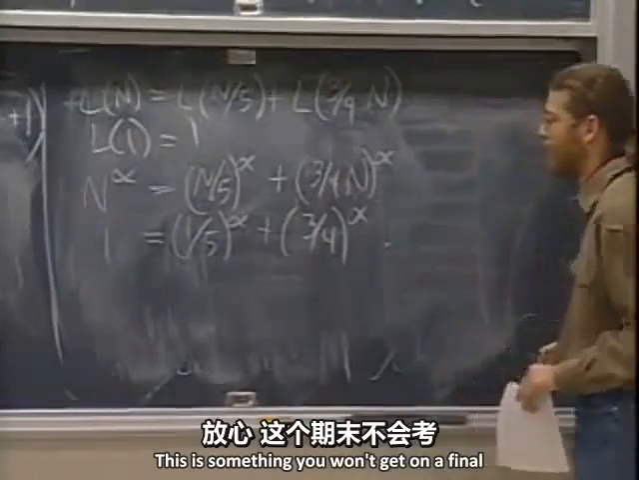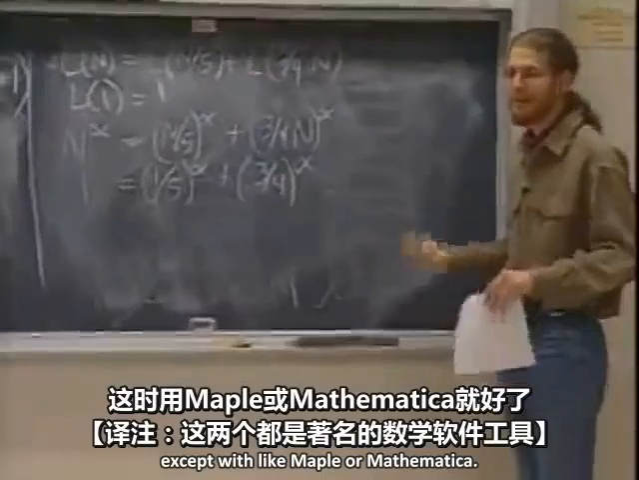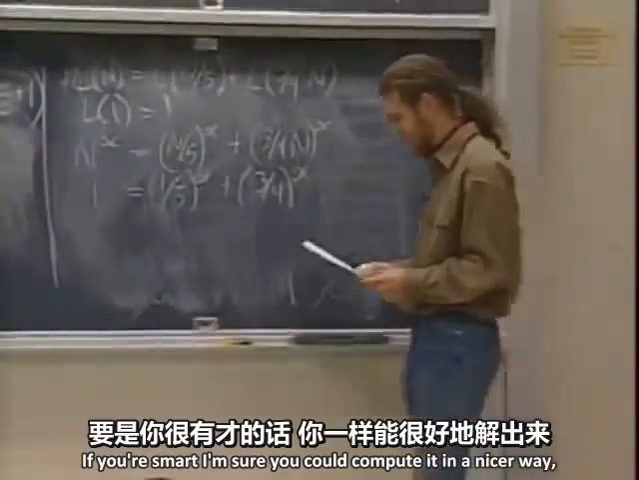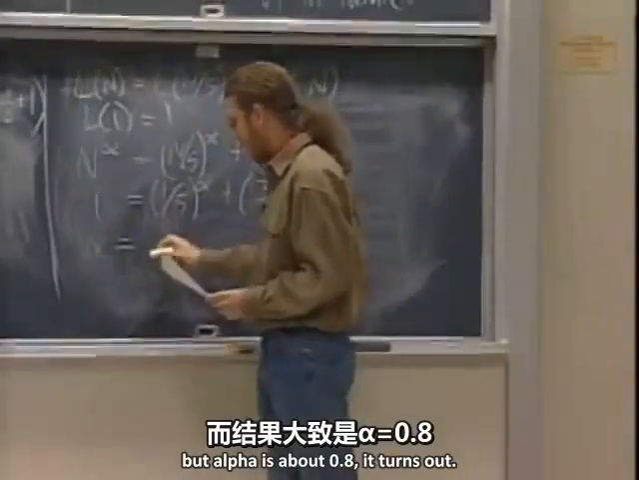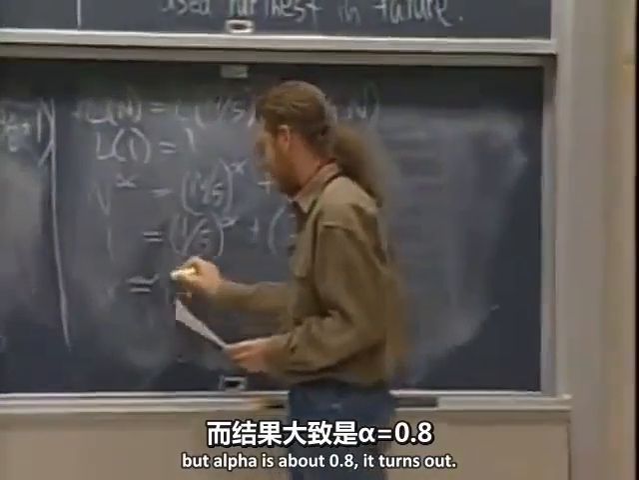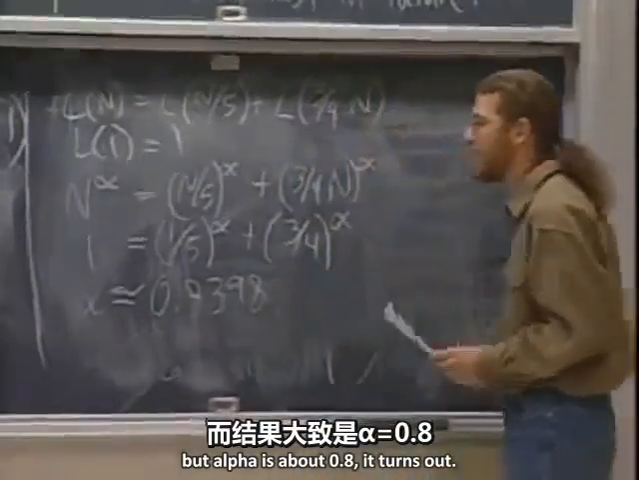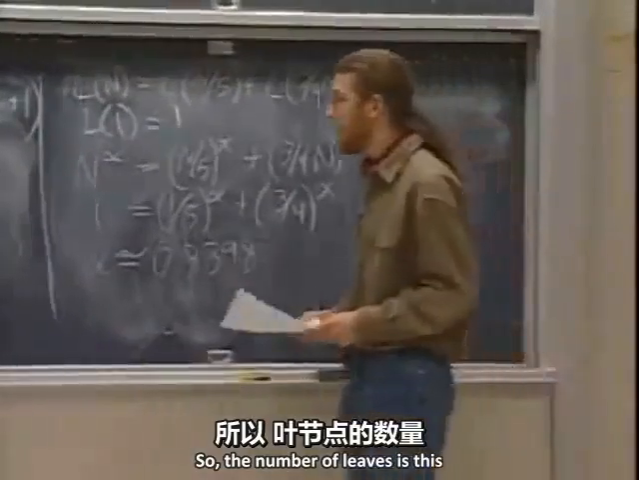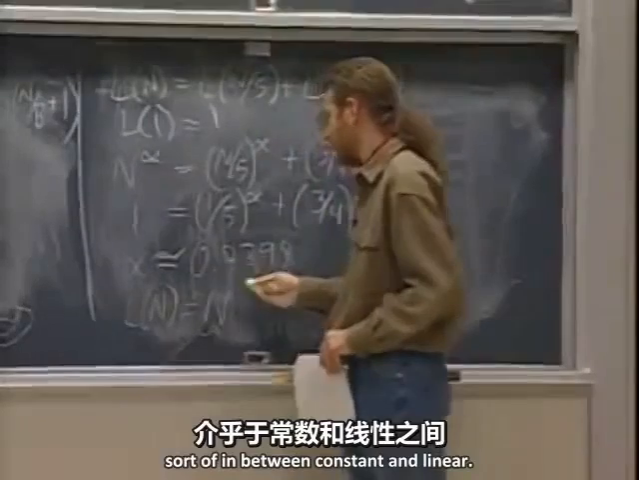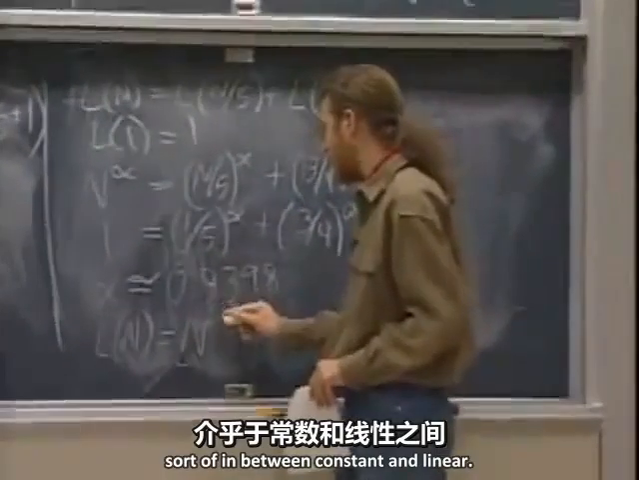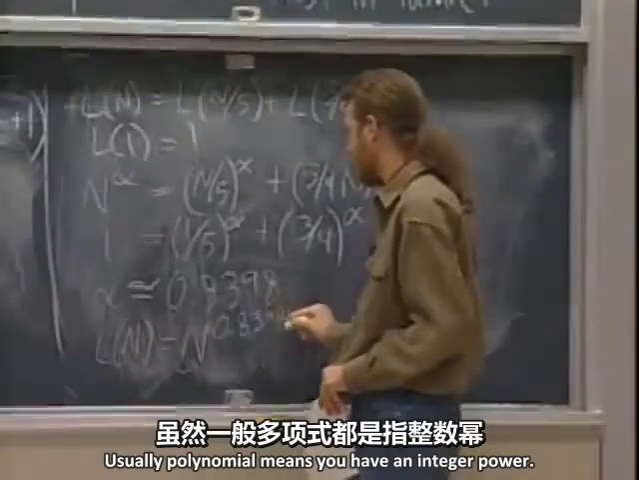This is something you won't get on a final because I don't know any good way to solve this except with something like Maple or Mathematica, or if you're smart, I'm sure you could compute it in a nicer way. But alpha is about 0.8, it turns out. So the number of leaves is sort of in between constant and linear. It's not really polynomial, as polynomial usually means you have an integer power.